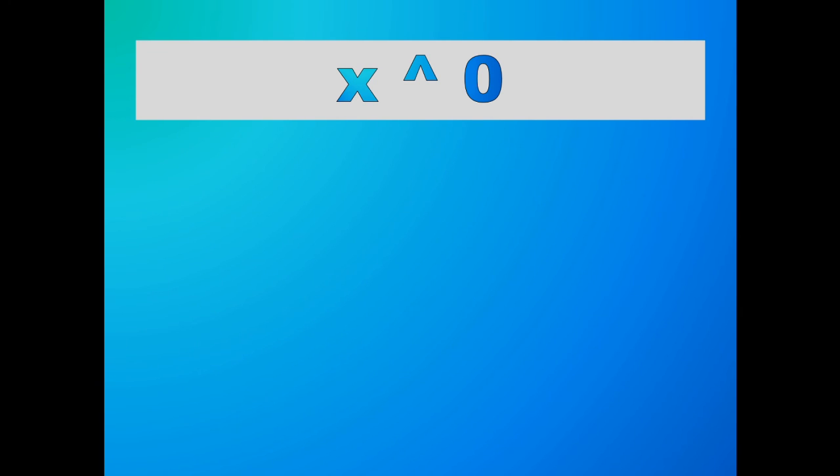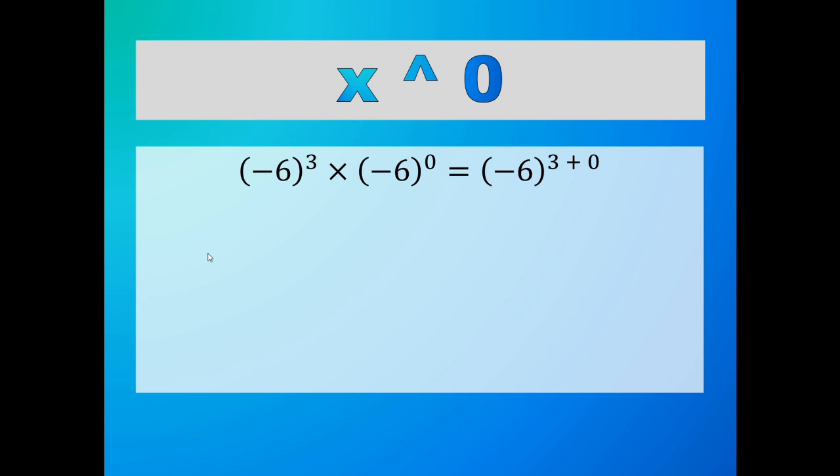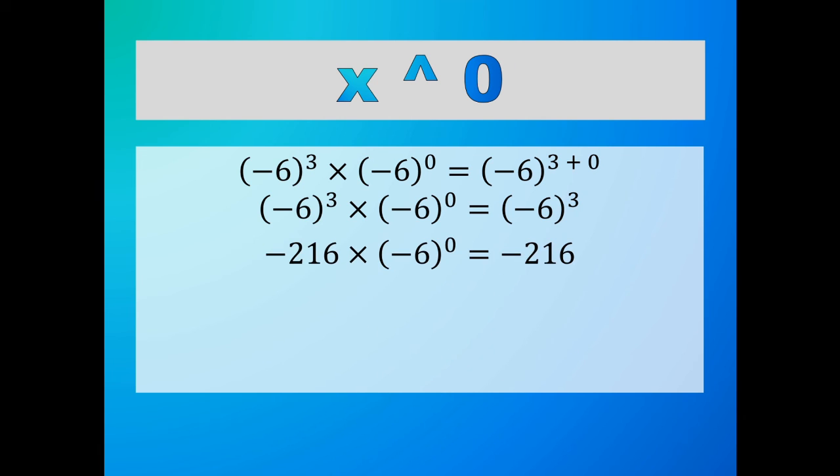Now what about negative 6 to the 0th power? Well, negative 6 cubed times negative 6 to the 0th power is equal to negative 6 to the 3 plus 0. We're adding the exponents. Now we can simplify 3 plus 0 to be 3. Now we can simplify negative 6 cubed to be negative 216. We can divide negative 216 on both sides, and then we can simplify negative 216 divided by negative 216 to be 1, so negative 6 to the 0th power is equal to 1.